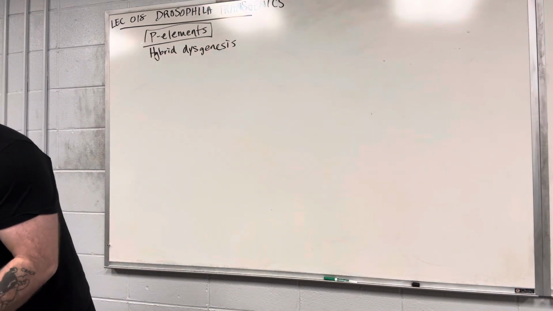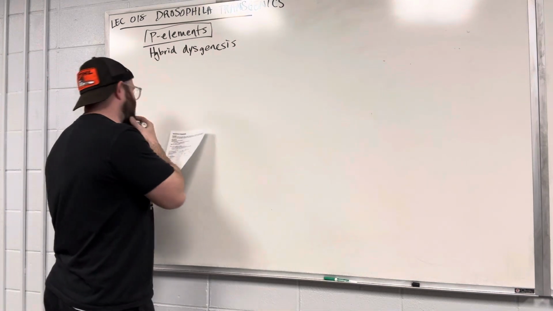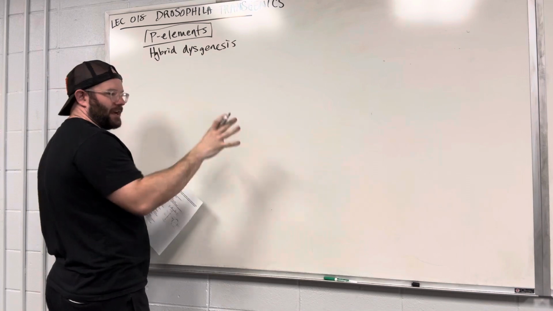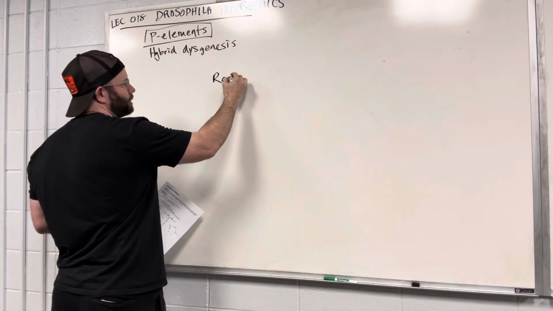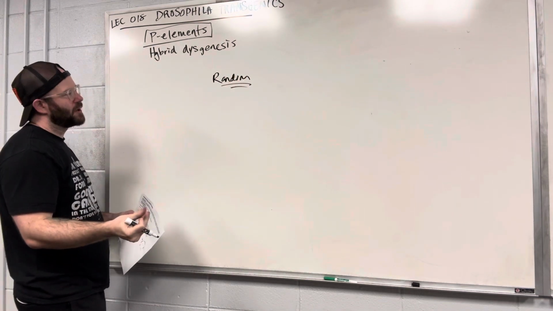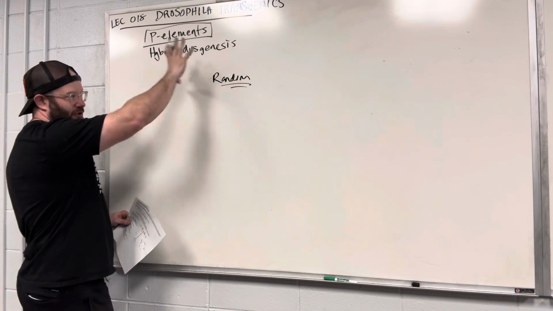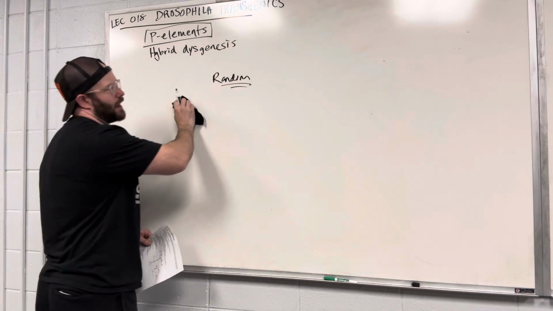Okay, flaws of the P element system. It's great for reverse genetics. It's great for inserting transgenes, but it's random. Okay, that was a negative thing. So that was the first generation. The second generation of Drosophila transgenics sort of fixed the randomness problem.